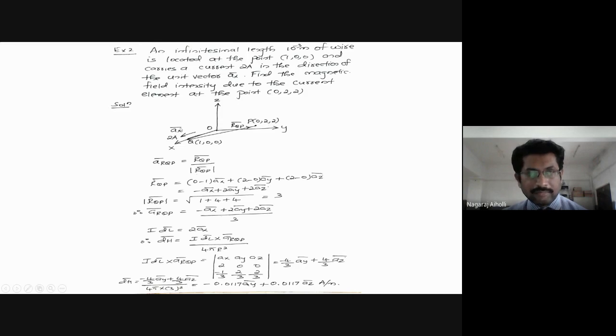That means that the current element is here at the point Q I have taken. Due to this point Q, whatever is the magnetic field intensity at point P, that we are supposed to find out. That is, we have to find the dH or magnetic field intensity at the point P, which is having the coordinates 0, 2, 2. Source is Q, which is having coordinates 1, 0, 0. Destination is P with the coordinates 0, 2, 2. Okay. Note down the problem statement and try to solve it on your own.